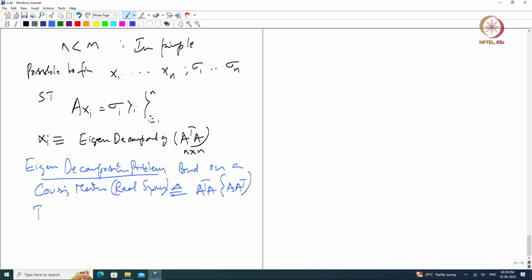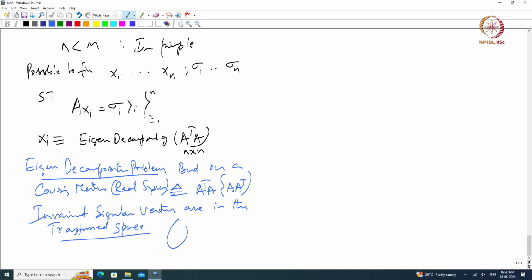And the invariant singular vectors are in the transformed space. Invariant singular vectors are in the transformed space. That is, the action of A acting on xi will give me sigma i yi.